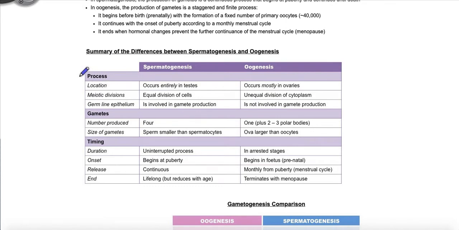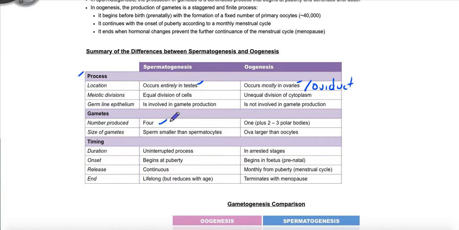Let's start with the process itself. As far as location, spermatogenesis happens entirely in the testes, oogenesis mostly in the ovaries, and since the end of meiosis 2 happens after fertilization by the sperm, the rest continues in the oviduct or fallopian tube. As far as meiotic divisions, you have equal divisions of cells, which leads to 4 haploid cells, whereas in oogenesis, you have unequal division of cytoplasm, which leads to the polar bodies. In spermatogenesis, you have the germline epithelium involved in gamete production, whereas in oogenesis, you do not.